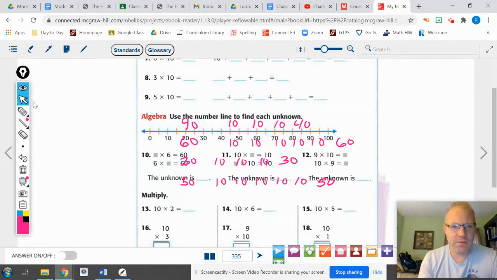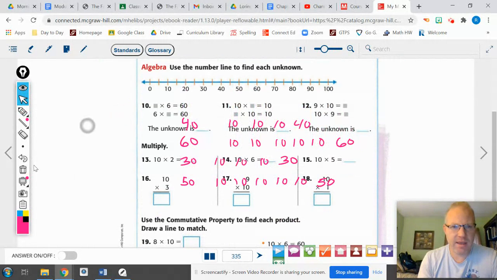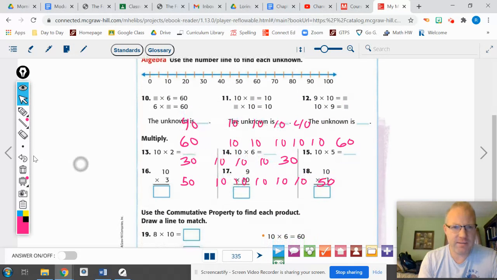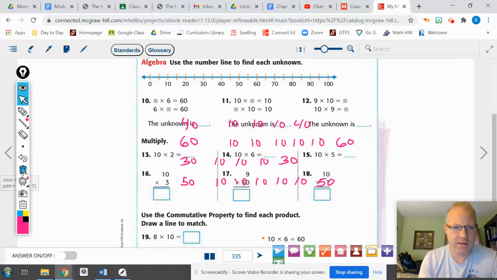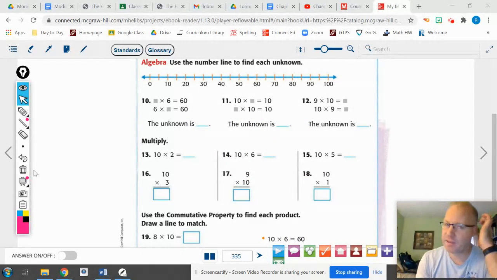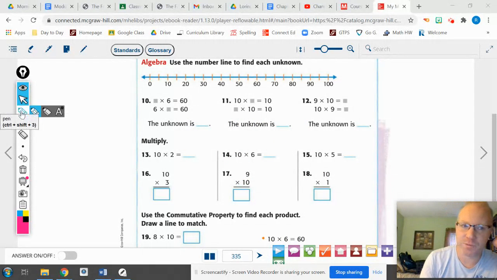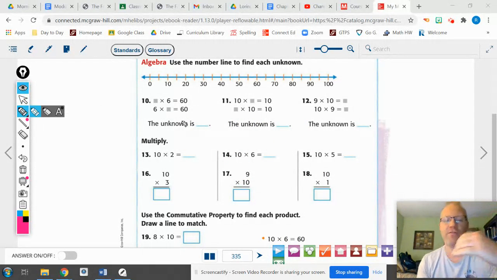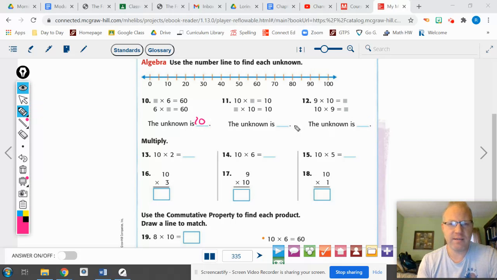That brings us to the algebra portion of today's lesson, using the number line and seeing that we have an unknown. So algebra being the unknown and trying to solve for the unknown. Something times 6 equals 60. 1, 2, 3, 4, 5, 6. 6 tens is 60. So 6 tens is 60.